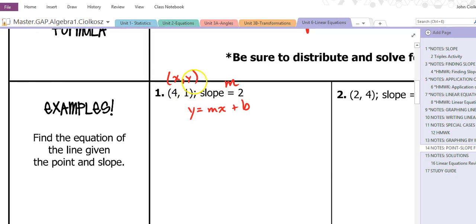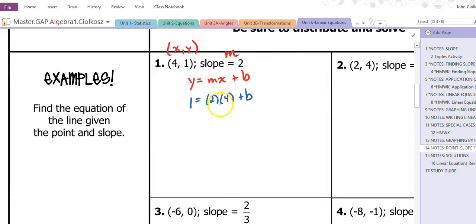So my y is 1, m is 2, x is 4. We don't know b. To solve this, I'm going to multiply these numbers first. That'll give me 1 is equal to 8 plus b. To get b by itself, I'm going to move that positive 8 over, so I'm going to subtract it. So I find negative 7 is b. So my final answer, y equals, m is 2, so 2x minus 7.